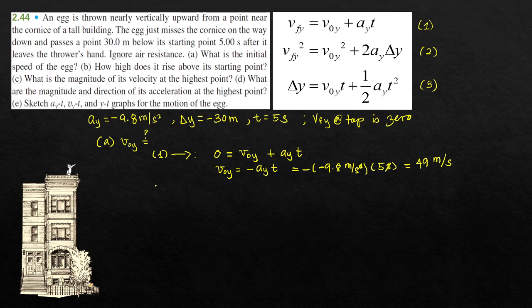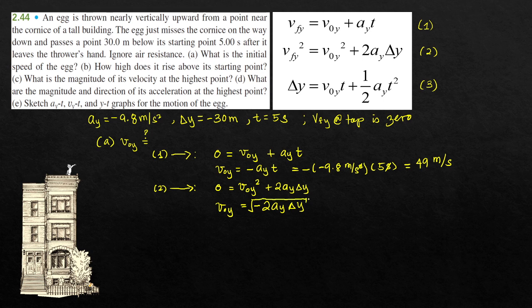Now what if we use the second equation? If we use the second equation, we would have an expression like this. So we want to find out the initial velocity. So a little algebra would give us this expression.